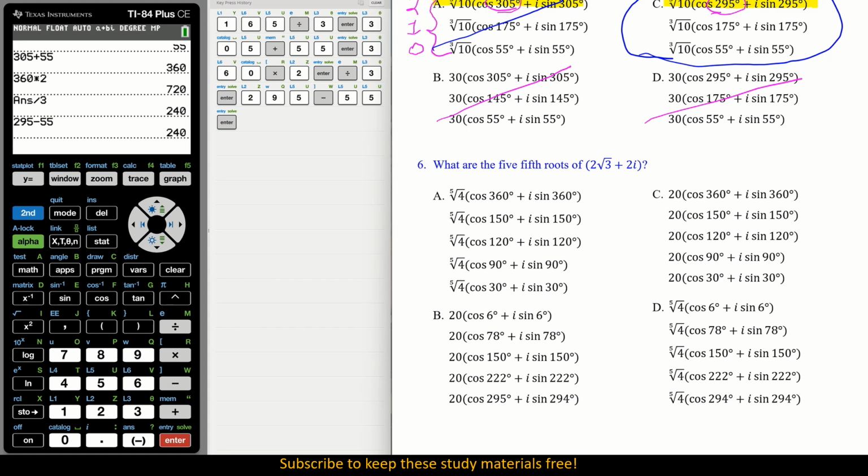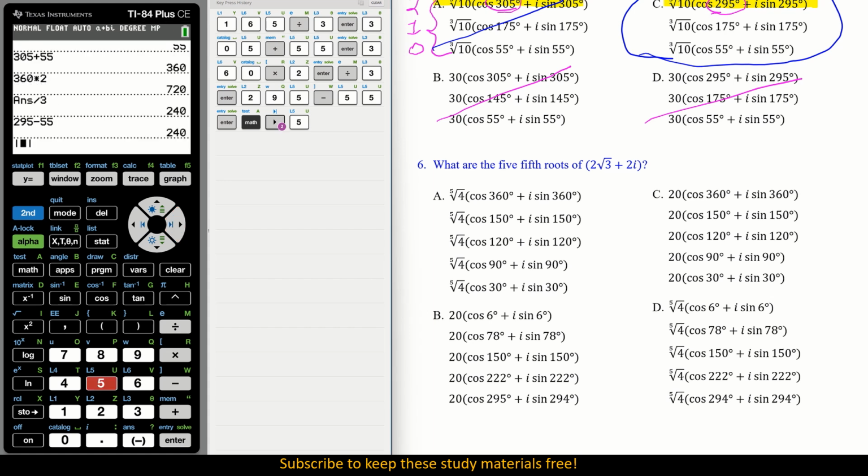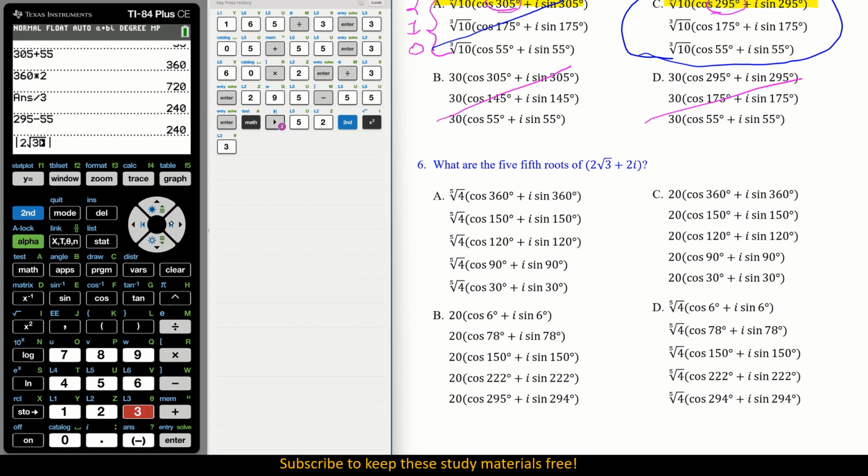Well, let's take a look at that. We can get the r and the n. But first, we need to know what r is. So let's put this in the calculator. All right, so math, arrow over to complex. And to get r, we need number 5. And let's just type this in. 2 second square root 3. Remember, you got to arrow over to get out of the square root. Now we have plus 2 second and the i. Right now, let's push enter. And it gives us 4. So our r is 4.